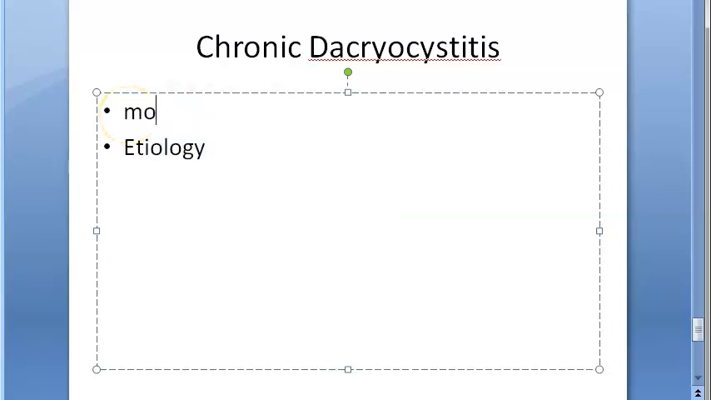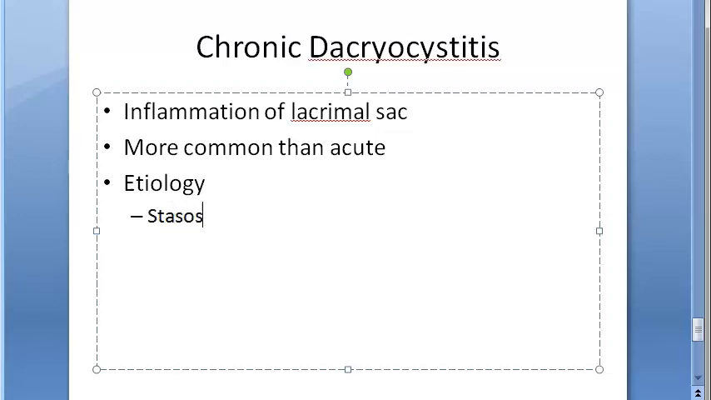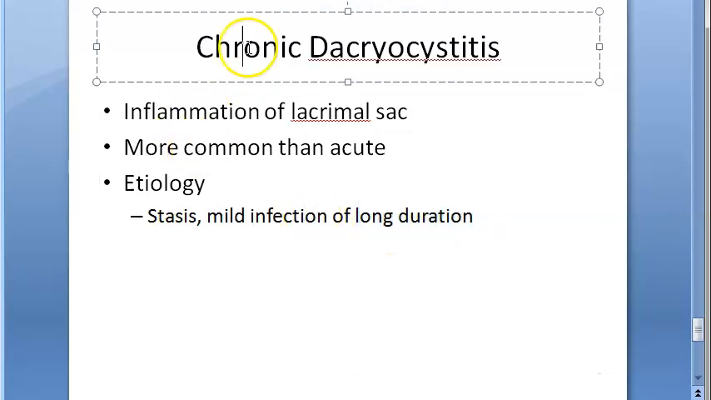So first of all, you have understood it is more common than the acute dacryocystitis. It is the inflammation of the lacrimal sac. Okay, so the causes here will be a vicious cycle of stasis and mild infection of long duration. So there will be stasis of the tears, and mild infection of long duration. So that is why it is chronic, right? For a long duration it is there, that's why it's chronic.